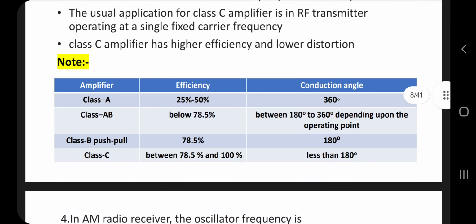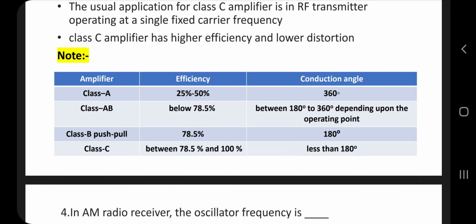The extra note is there's a comparison of various power amplifiers by efficiency and conduction angle. Just by heart these points. Class A power amplifier efficiency is 25% to 50%. Conduction angle is 360 degree. Class AB efficiency is below 78.5% and conduction angle is between 180 degree to 360 degree depending upon the operating point.